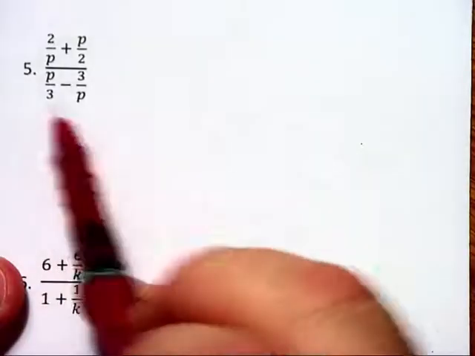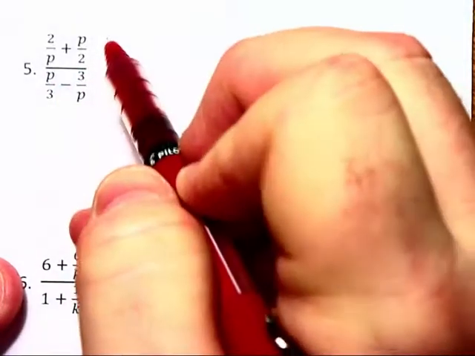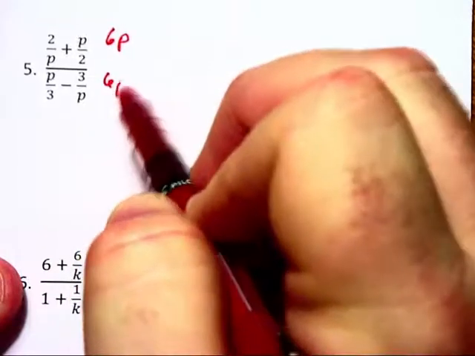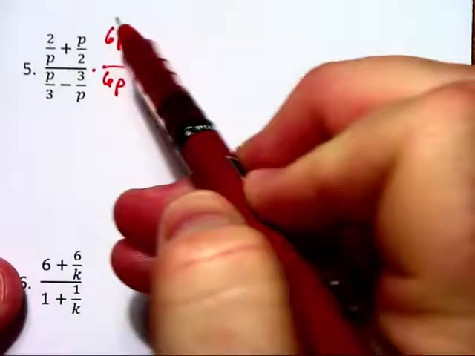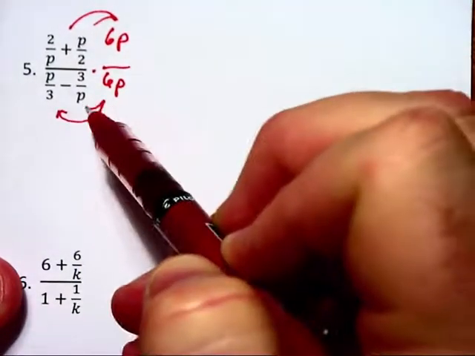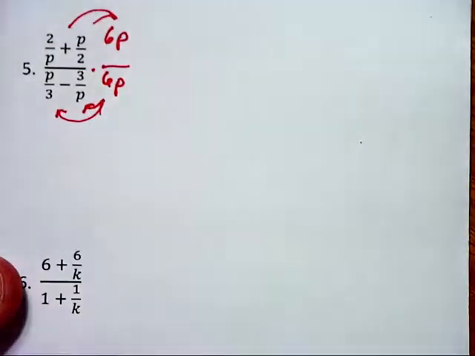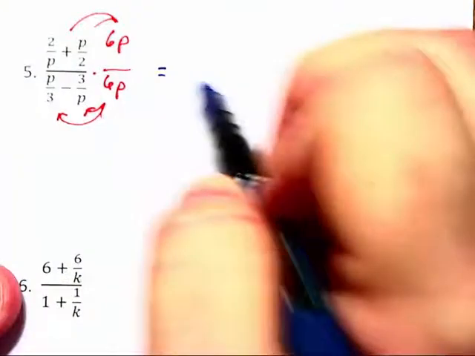And I want to find the least common denominator of the p, 2, 3, and p, which is 6p. And I'm going to multiply through by 6p over 6p because that is equal to 1. And since I'm multiplying through by that fraction, I can distribute this 6p to each of these mini fractions along the way. Now, let's look at this one corner at a time, so to speak.